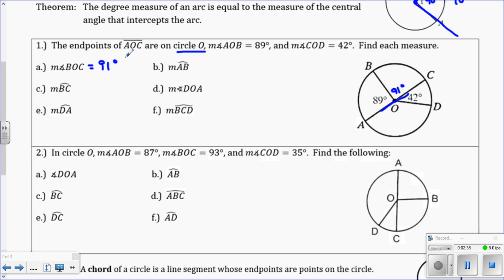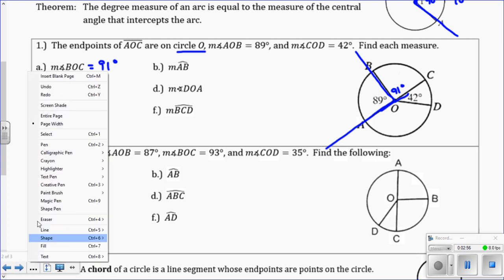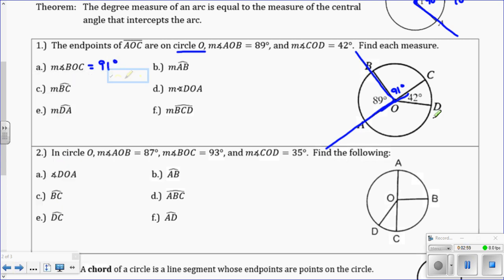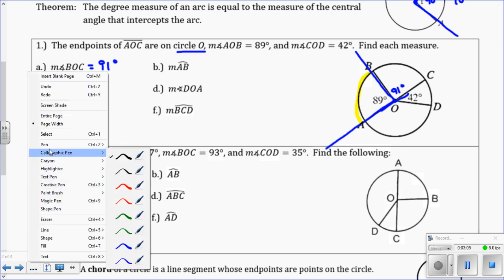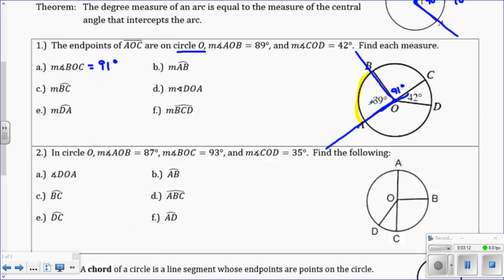Okay, so next we want to find the measure of arc AB. Now we're going to use that central angle rule, the theorem that we talked about before. So this arc AB, it's the intercepted arc for the 89 degrees. Again, if you were to extend out, I'm just going to use the highlighter so you can really understand this. The intercepted arc is the arc that's in between those two lines when they're extended, which means if this central angle is 89 degrees, then that arc AB is the same degree measure, so it's also going to be 89 degrees.